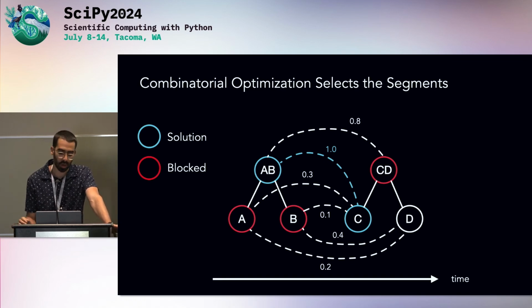So for example here, the segment AB, when it's associated with C, we have the maximum association. And when we pick them, we block AB in the CD segment. And we formulate this taking into account as well the biological constraints, so that cells can divide, but they can only divide into two, and cells can enter and leave the field of view.